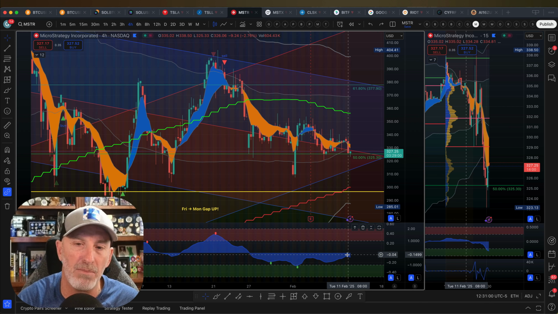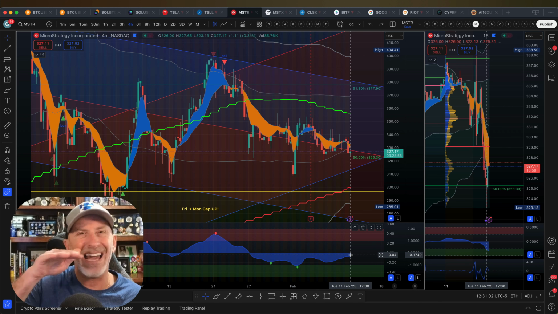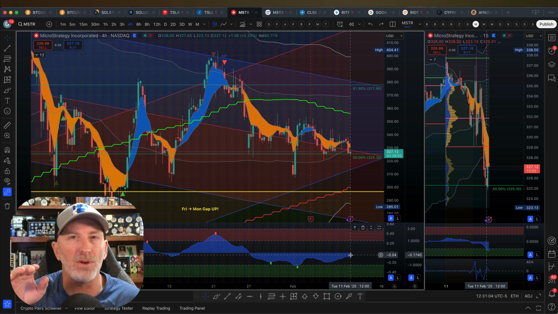And if we look down at the mean reversion tool, we're kind of right near the mean. A little bit oversold right now, but not nearly as much so as Tesla is.